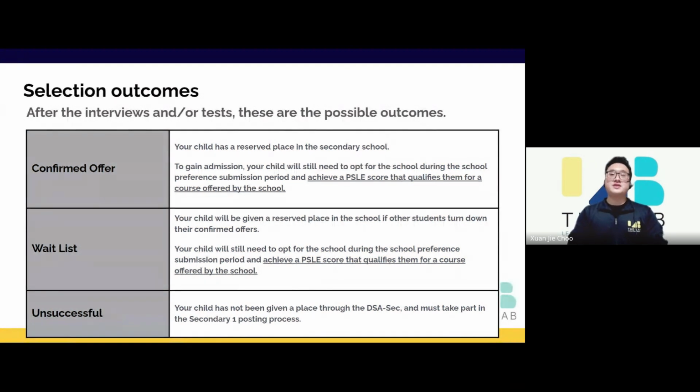Do recall that the students will have up to 3 choices for the DSA, so they will have to actually confirm which offer they want. All right. So the waitlist is slightly different from the confirm offer. The student will be given a reserved place in the school if other students who have the confirm offer turn down the offers. All right.